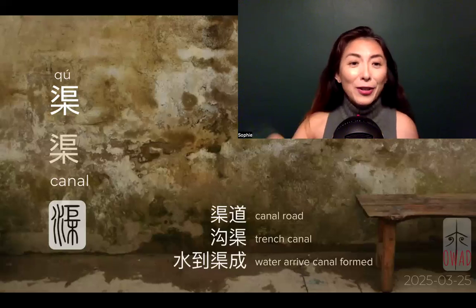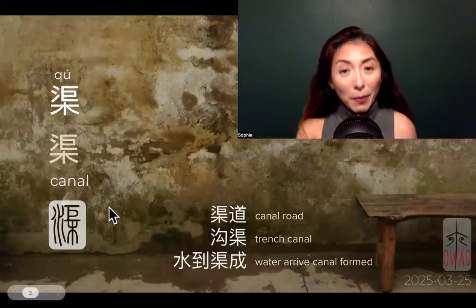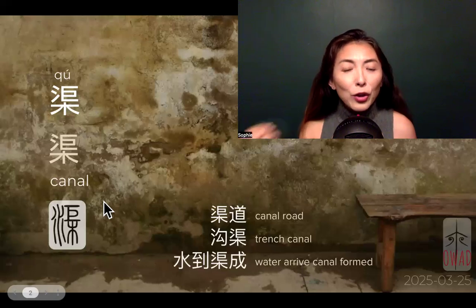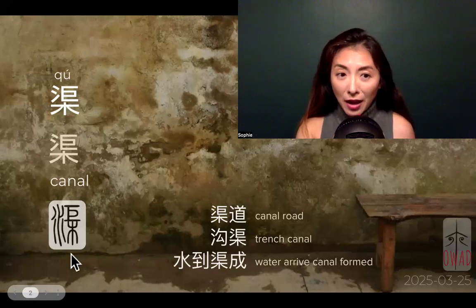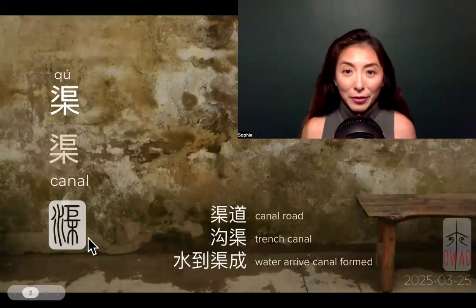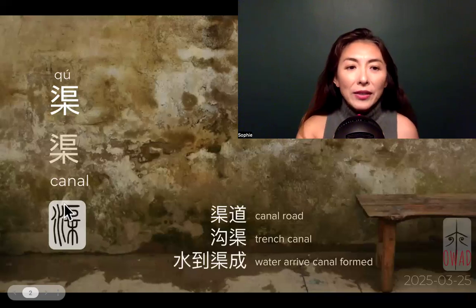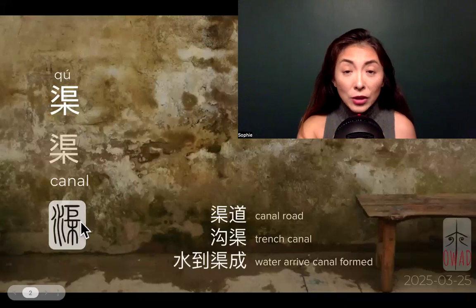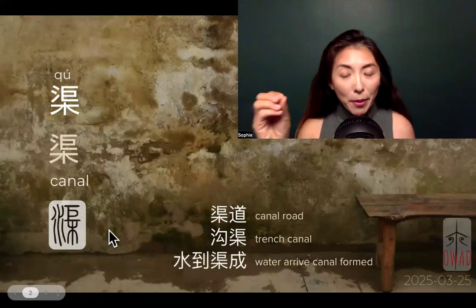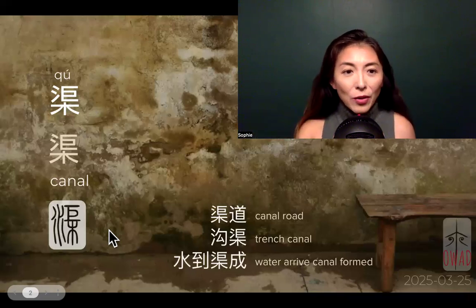And naturally, this qu, because the purpose of qu's existence is to direct water to a desired location for human productivity, right? So it involves water on the left side, and the right side is kind of like a Chinese engineering effort. We have this two horizontal lines with one vertical line structure. That's the Chinese tri-square to make perfect perpendicular angles there.